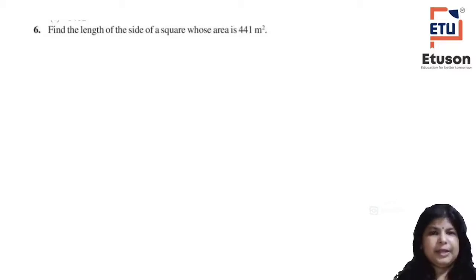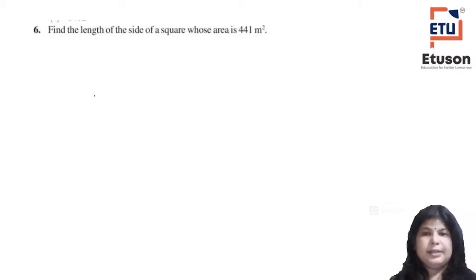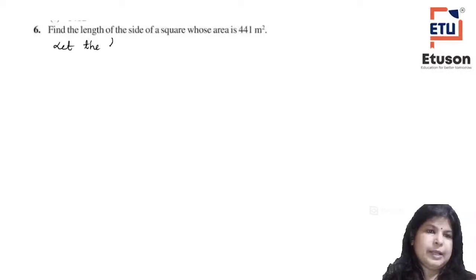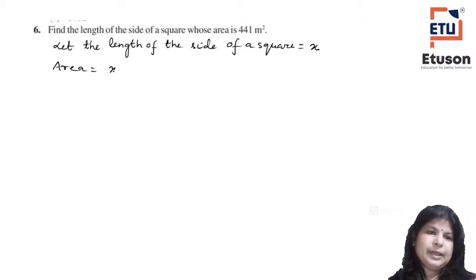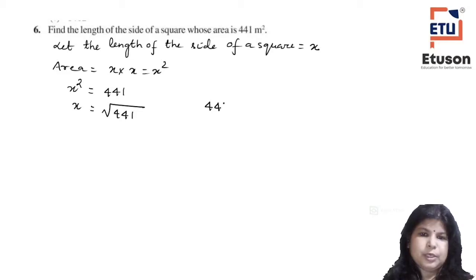Find the length of the side of a square whose area is 441 meters square. So let the length of the side of square be equal to x. Then area will be equal to x into x, that is x square. Now according to the question, x square is equal to 441. Then what will be the value of x? It is square root of 441. So we can use the division method to find out the square root of it.